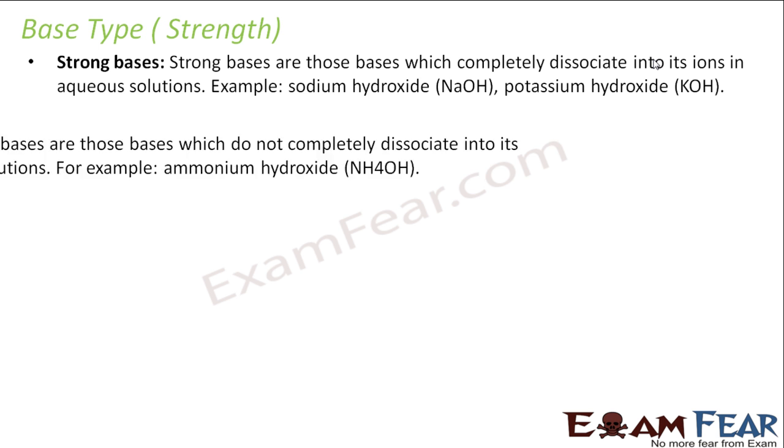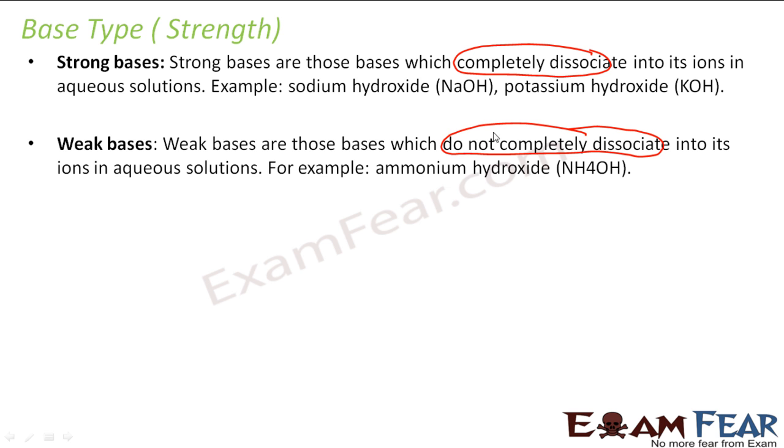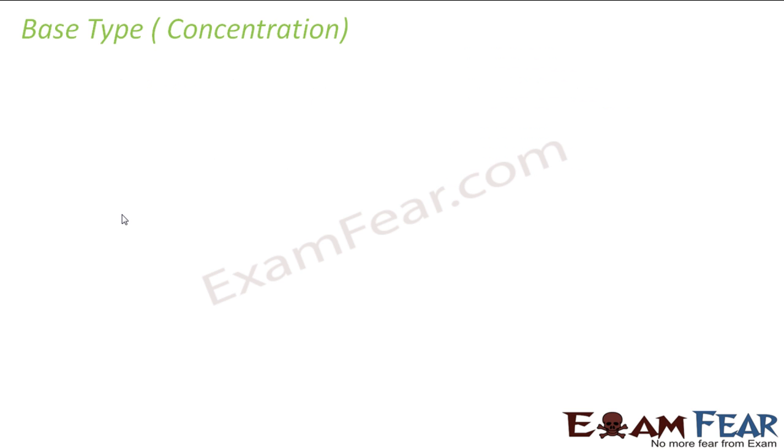So based on strength, we have strong base and weak base. Similar to the acid definition: a strong base completely dissociates into ions in aqueous solution, a weak base does not completely dissociate into ions. Examples of strong bases: sodium hydroxide, potassium hydroxide. An example of a weak base is ammonium hydroxide.